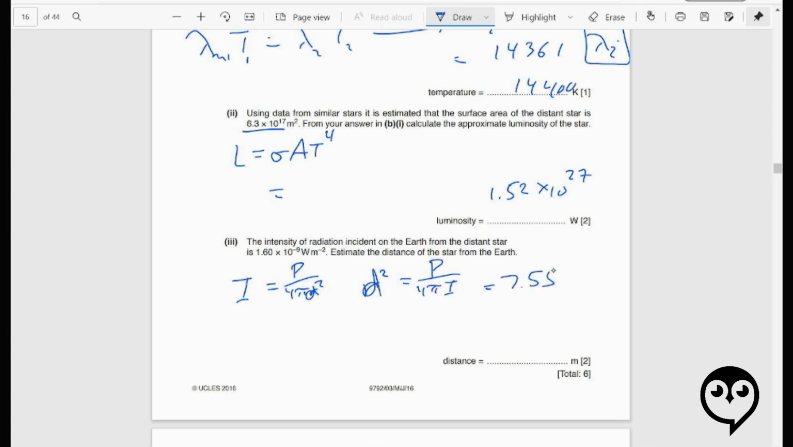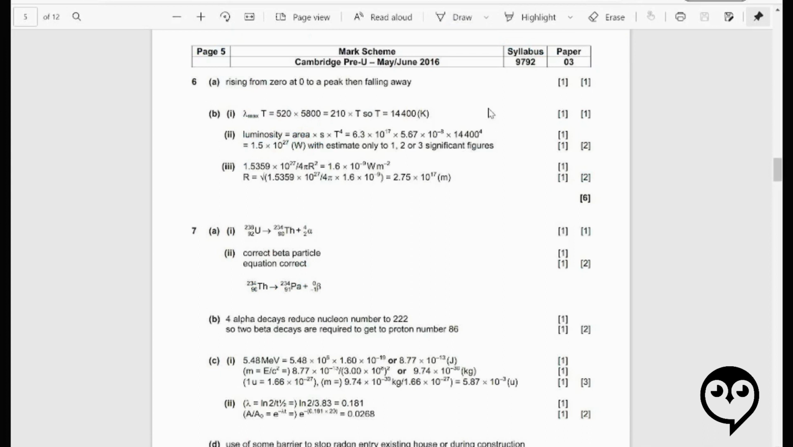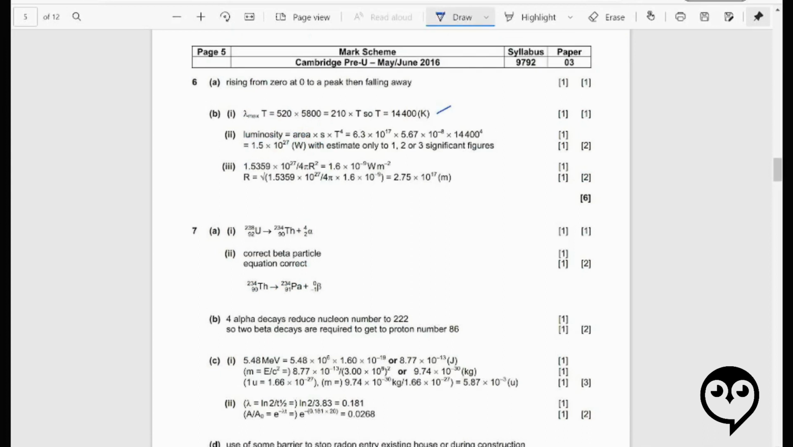Right, so partway through I got 7.559 times 10 to the 34. We'll take the square root, and I get a distance of 2.75 times 10 to the 17 meters. Let's check the mark scheme. Right. So we got the 14,400. We got the 1.5 times 10 to the 27, and we got the 2.75 times 10 to the 17.